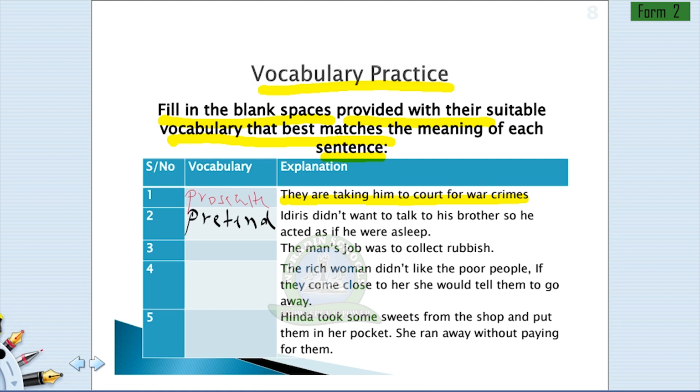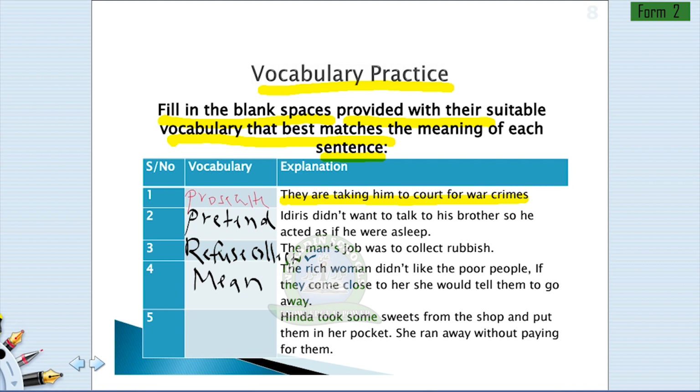Question number 3. The man's job was to collect rubbish. This is refuse collector. Number 4. The rich woman didn't like the poor people. If they come close, that means if they come near to her, she would tell them to go away. So this is mean.